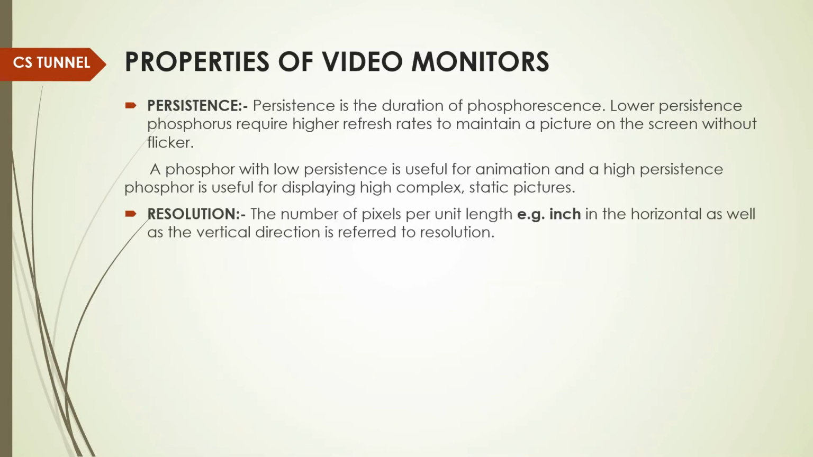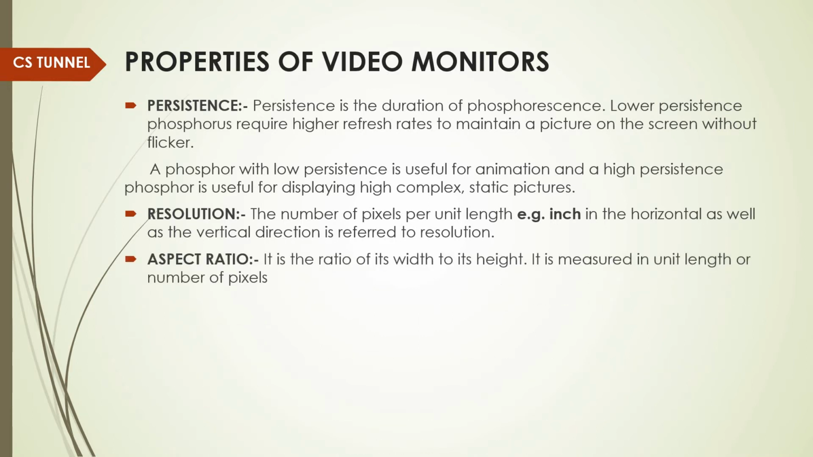Resolution is another property of a video monitor. The number of pixels per unit length, for example per inch, in the horizontal as well as the vertical direction is referred to as resolution. Now moving on to aspect ratio. It is the ratio of its width to its height. It is measured in unit length or number of pixels.